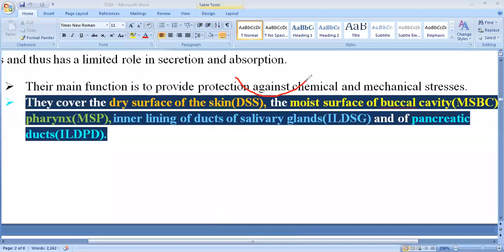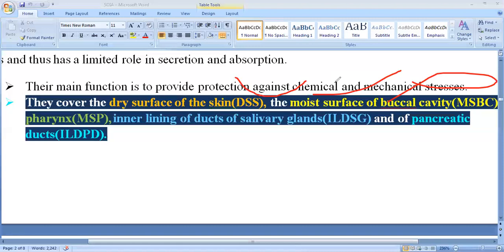Clear? So it provides protection against chemical and mechanical stress. Chemical means, suppose, acid or base, which is very dangerous for our body. So it means chemicals like sweat and other things. They generally provide the protection.